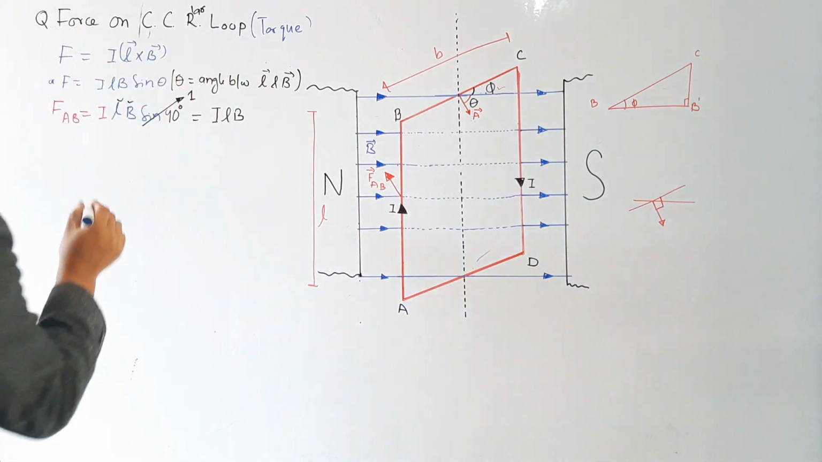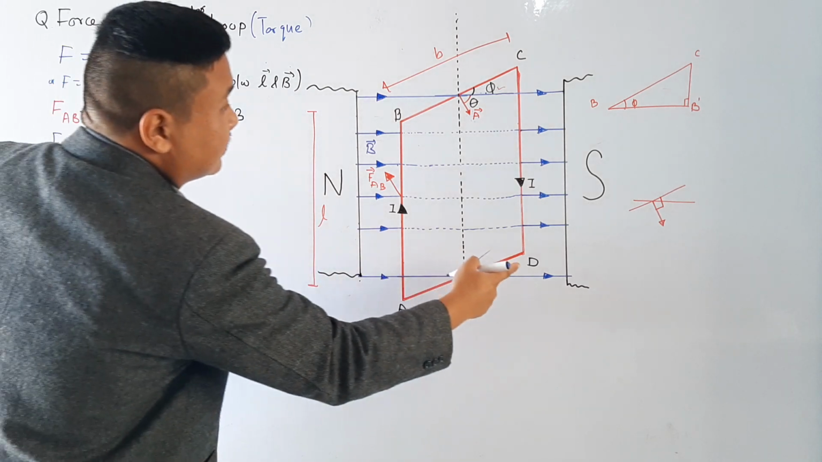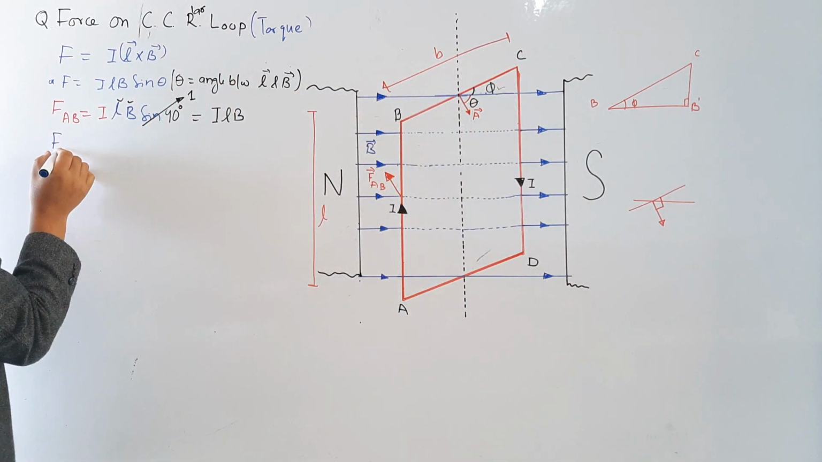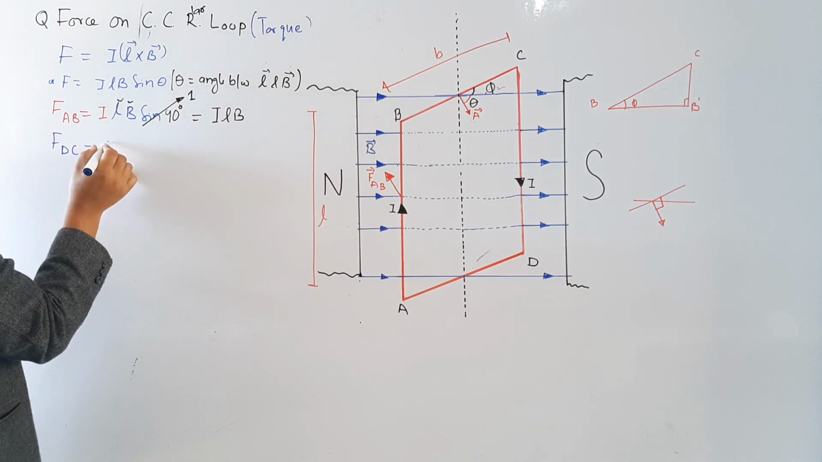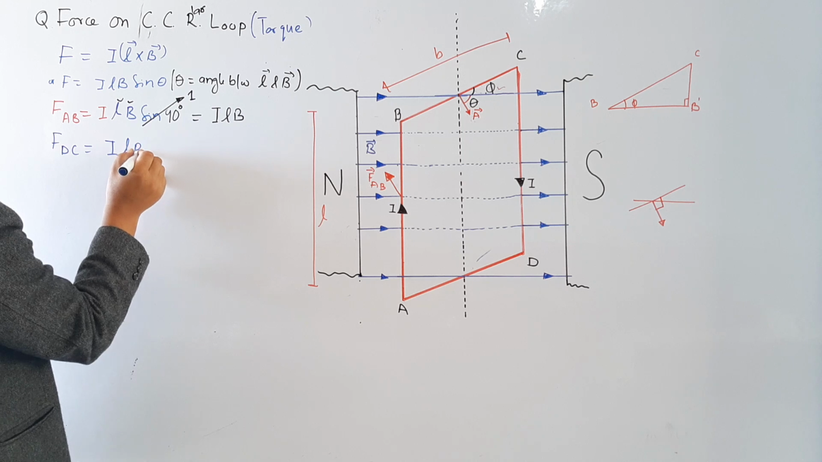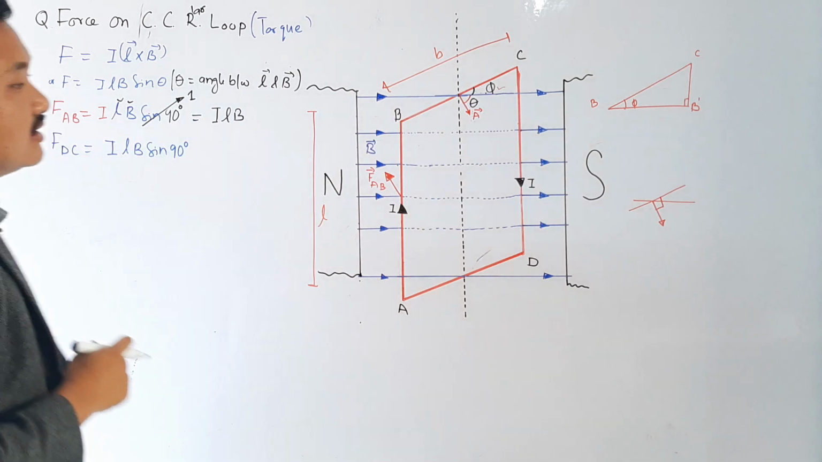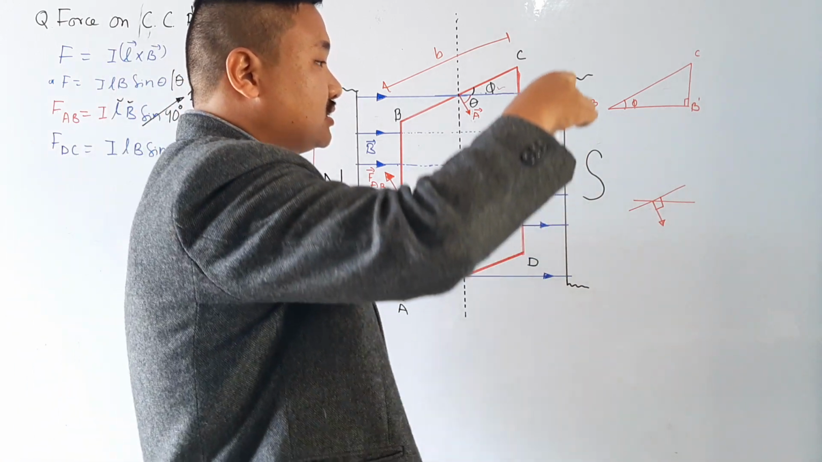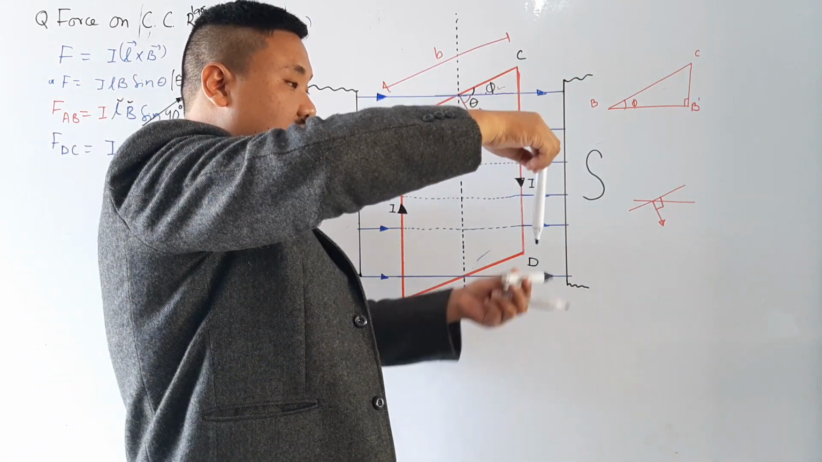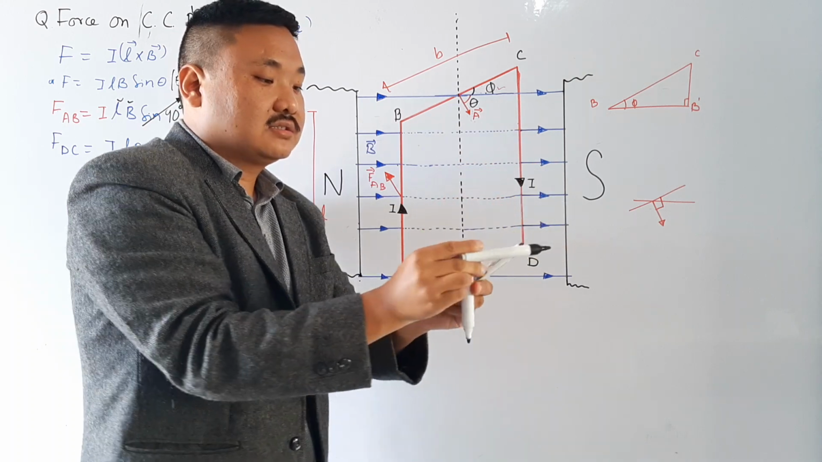Now let me go to the force on the arm DC. Again, the current I, the length L, and B are the same, and sine 90 degrees. Why sine 90 degrees? Because the current is going downward and the magnetic field is going in that way. So like this.